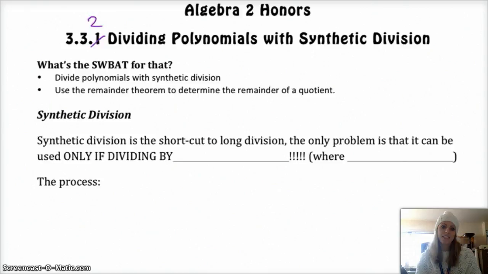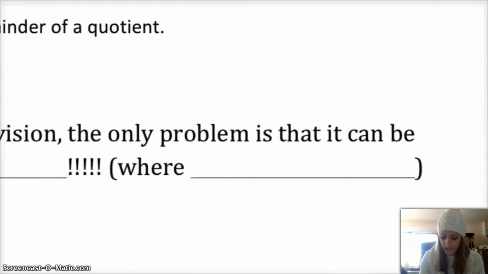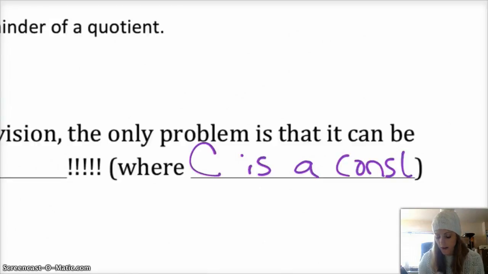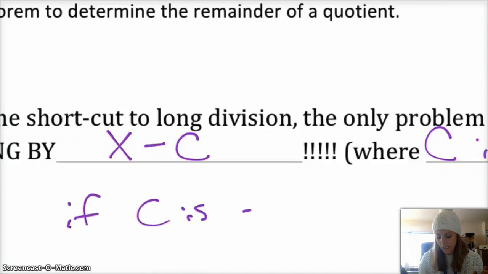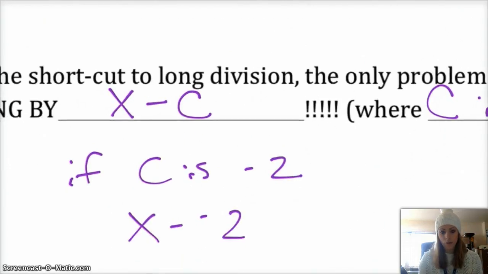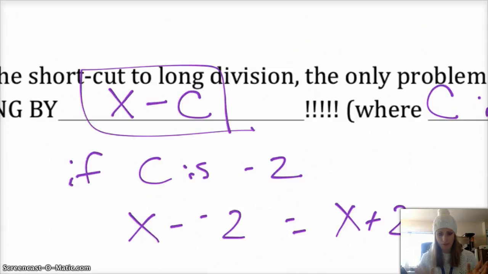So here we go. Synthetic division is a shortcut to long division, but the only problem is that it can only be used if you're dividing by x plus or minus a constant, okay? I'm going to write it as x minus c, where c is a constant, but it can be positive or negative. Remember, a constant is just a number. But keep in mind, if c is -2, then that's going to be x minus -2, which is x plus 2. So you'll actually see it as x plus 2, but it's x minus c. If c is positive 2, then it's x minus 2, so c is 2. Okay, so anyways, just wanted you to know that.